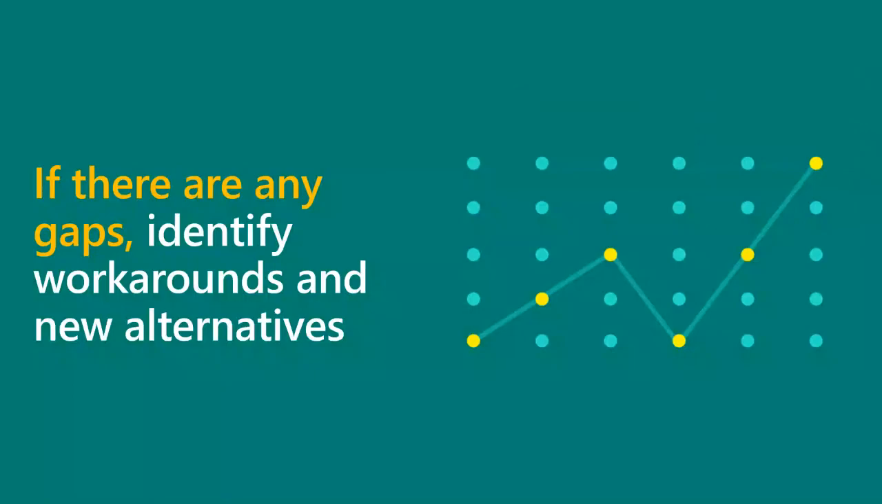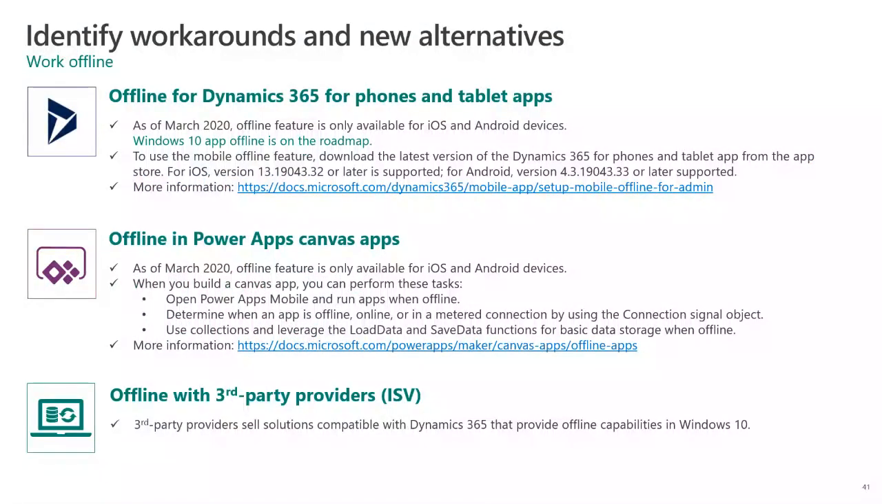So let's deep dive on this alternative for a bit. To work offline, so as I said, you need to install the Dynamics 365 for phones and tablets applications. As of March 2020, offline feature is only available for iOS and Android devices, but we are working on the Windows 10 app offline. That's currently ongoing with very active developments. To use the mobile offline feature, you just need the latest version of the app, and you can follow the link to configure this offline mode.